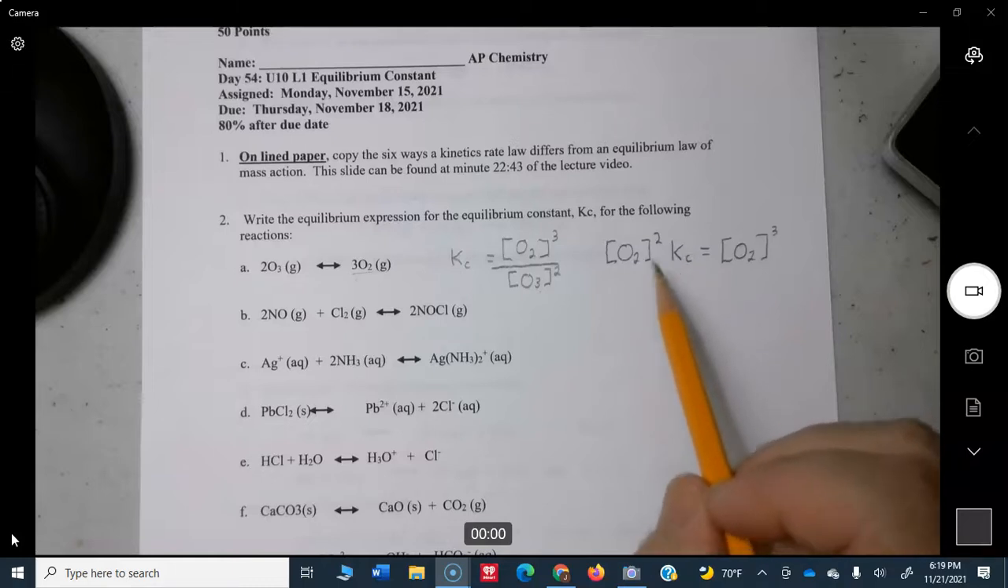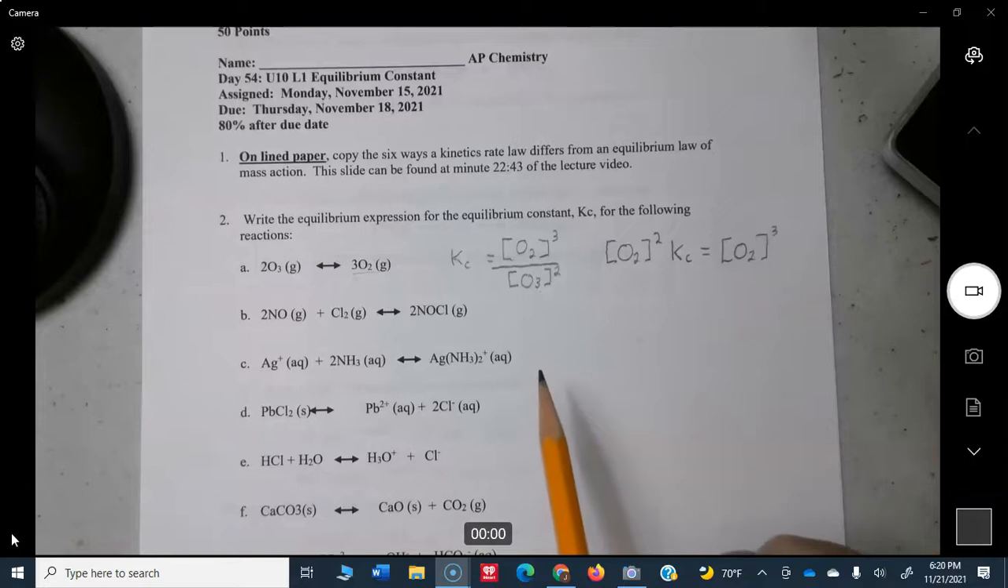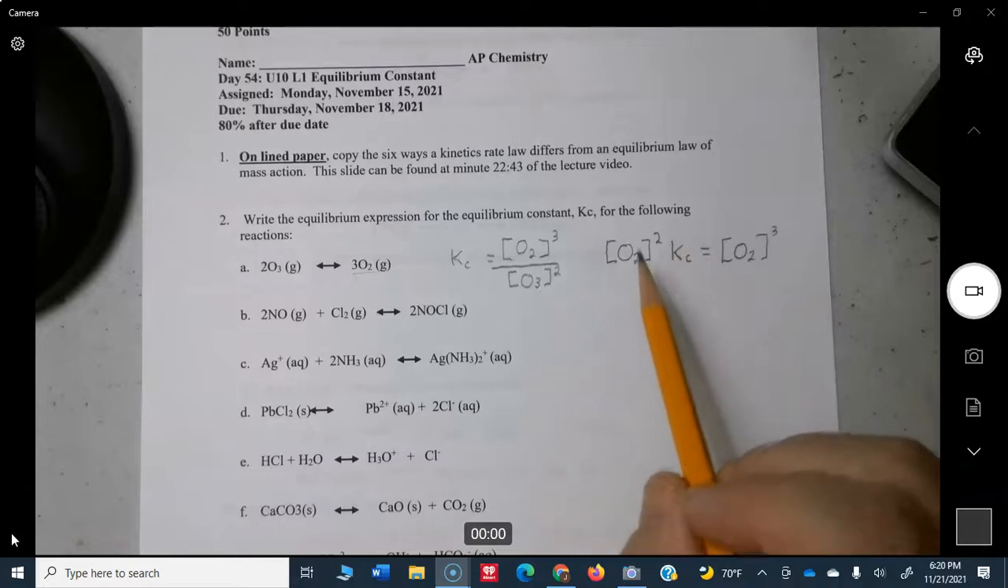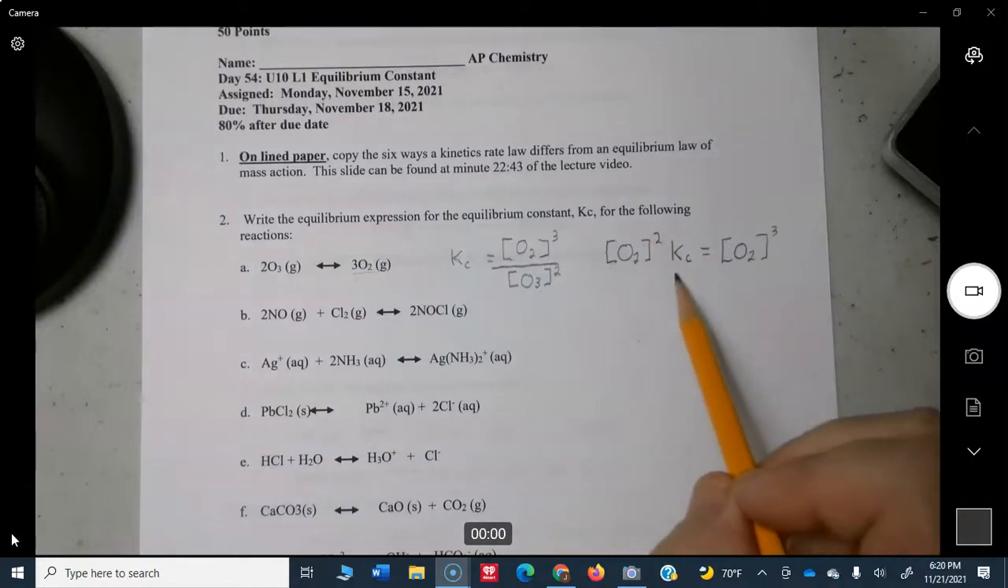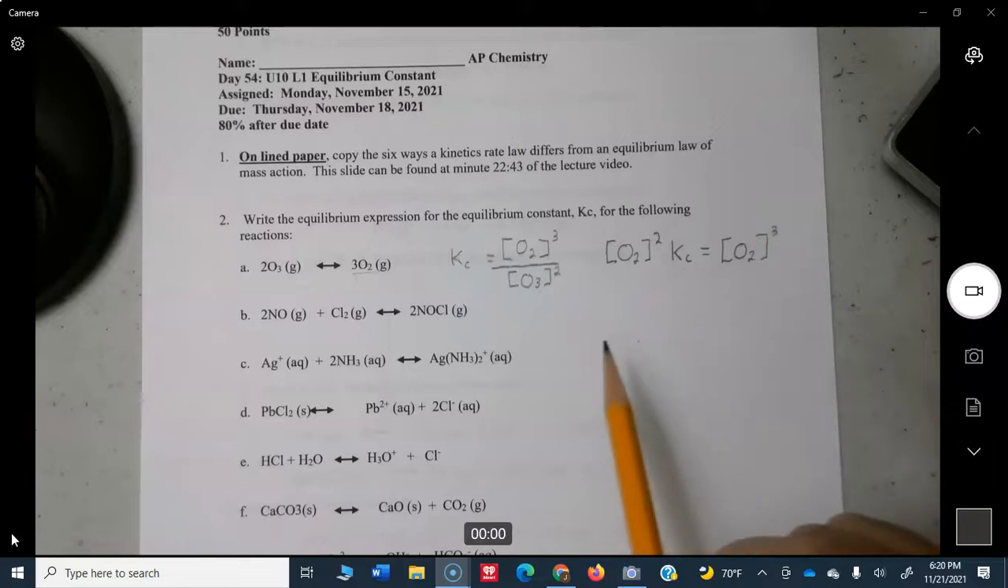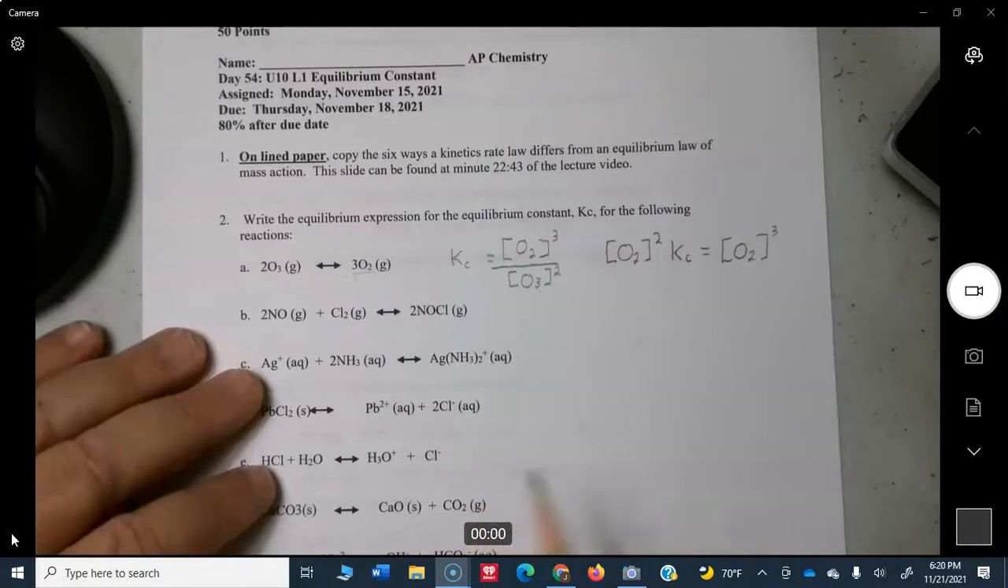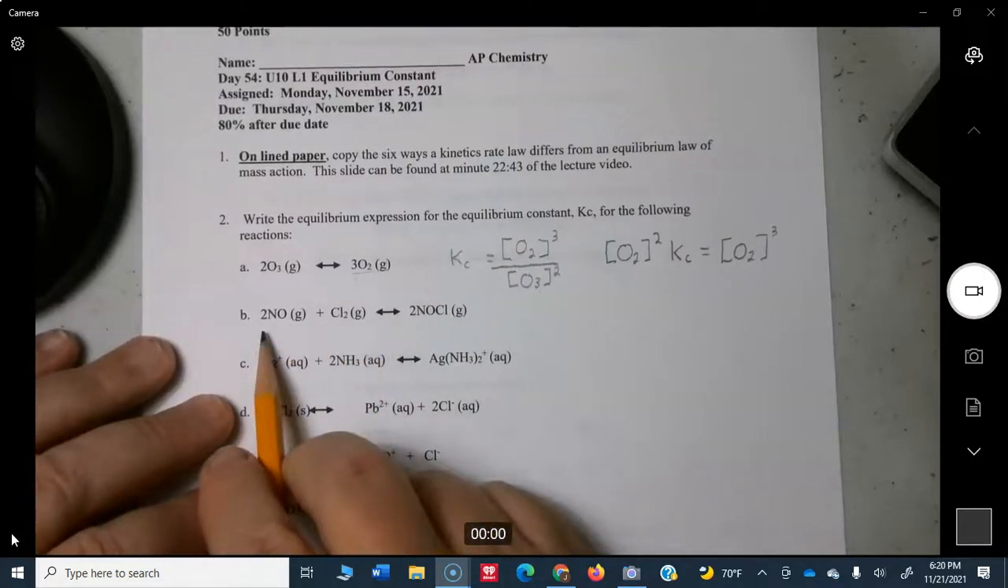If it's a very small number, most of the reactants will stay as reactants and very few will turn into products. If it's a very large number, then most of the reactants will multiply by that and turn into products. Okay, so the size of Kc tells you how much the reaction wants to go from left to right, from reactants to products. All right, let's go ahead and do another one here, right here.